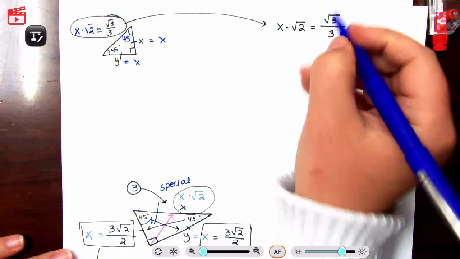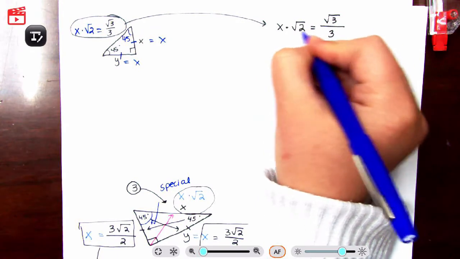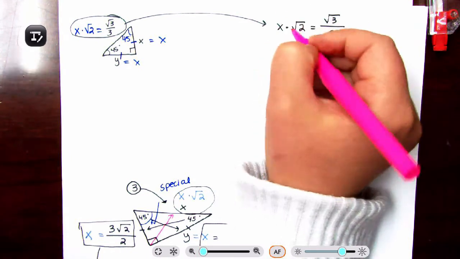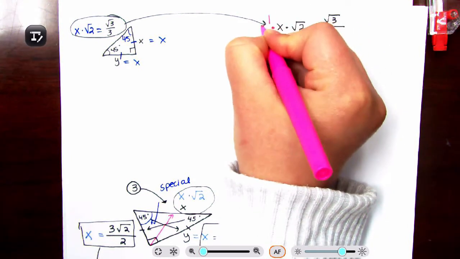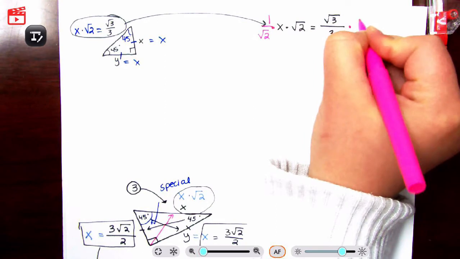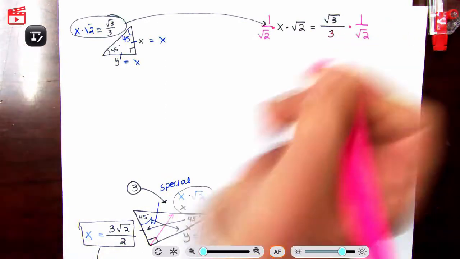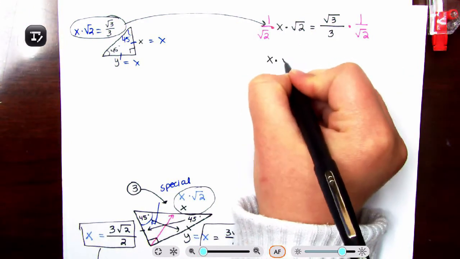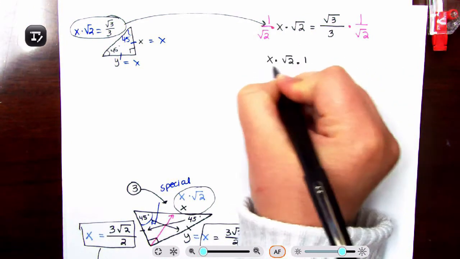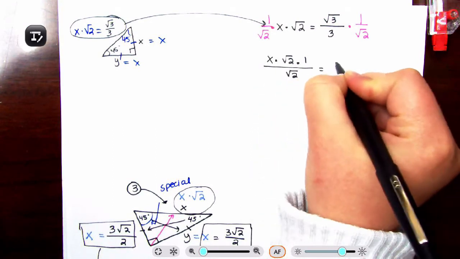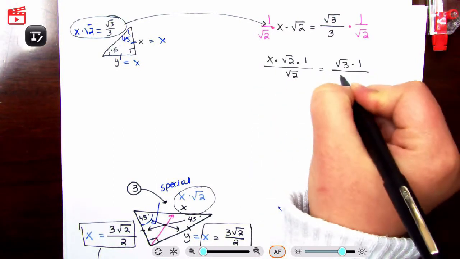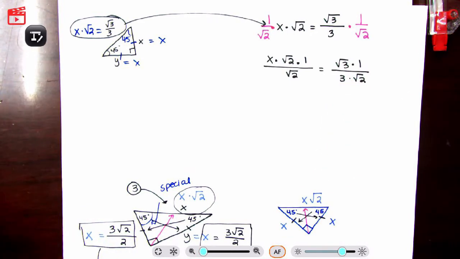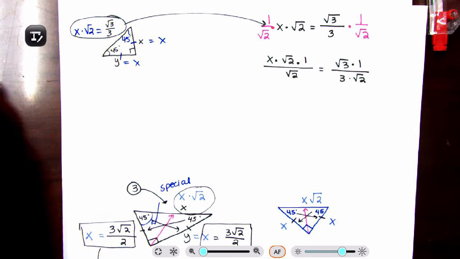Now we're going to divide by this root 2. Now I'm going to show you a trick: instead of dividing by square root of 2, I'm going to multiply by 1 divided by root 2. And I'm going to multiply by 1 divided by root 2. This is kind of the same as dividing by root 2, because what you end up is x times root 2 times 1 divided by root 2, and root 3 times 1 divided by 3 times root 2. So you can see that it is kind of dividing by root 2. It's just a little bit of a trick.